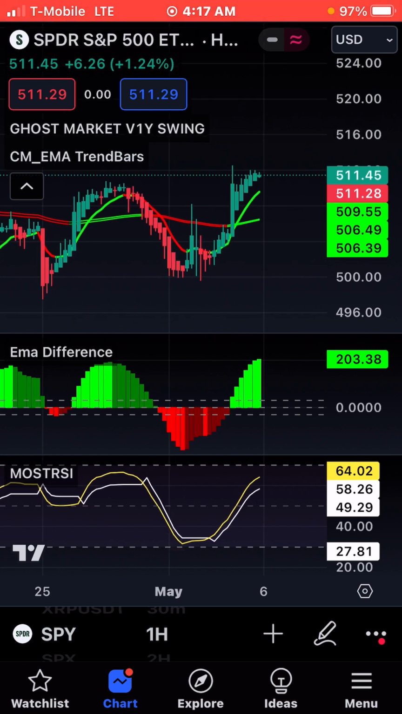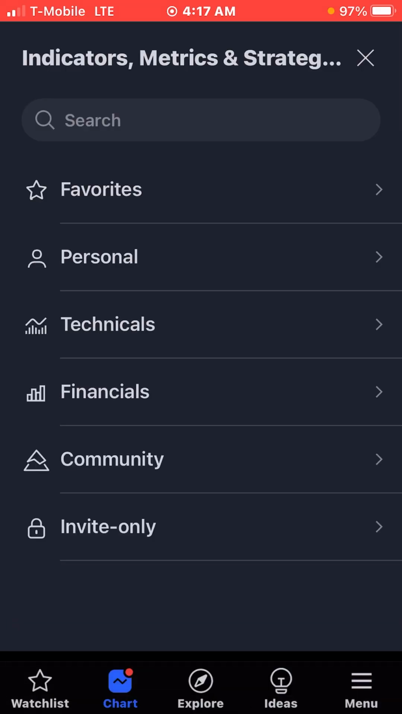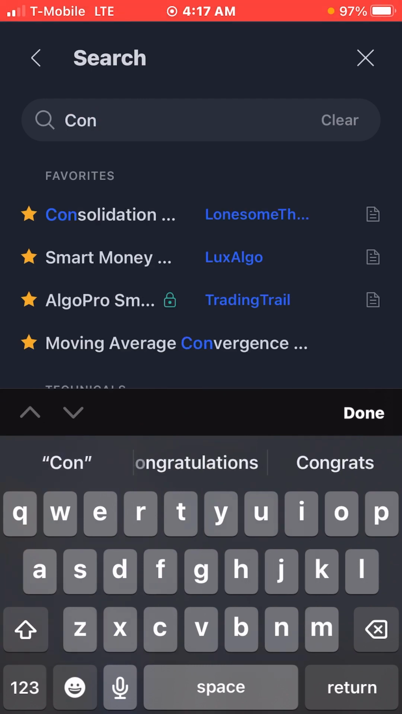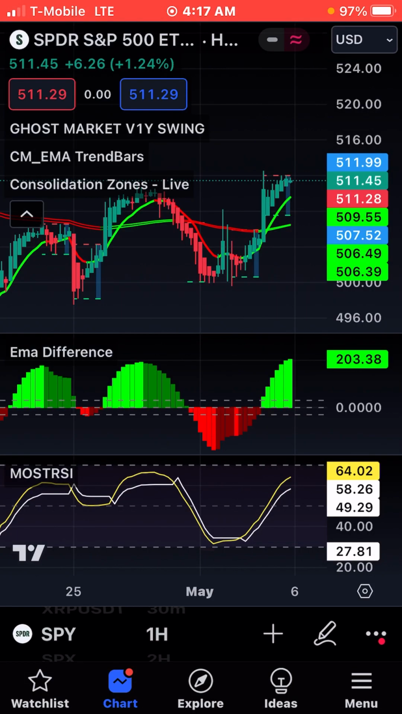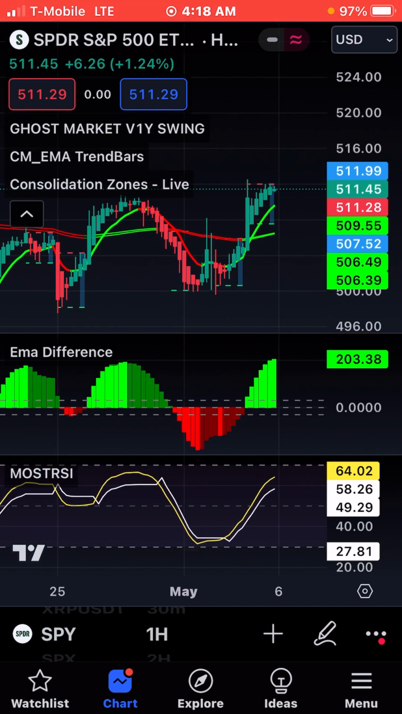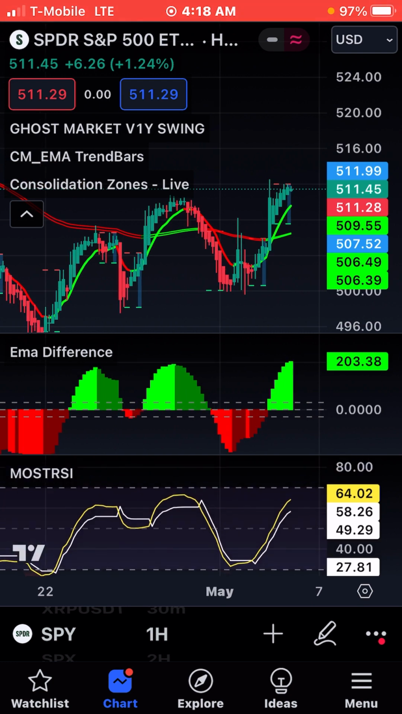So let's look at the points of getting in. The one thing that I might add is the consolidation indicator. You don't want to do this when it's consolidating. But anyway, this is the setup, and it works really well.